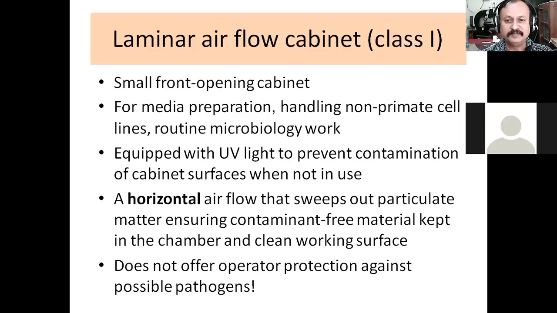And then this cabinet is used especially for media preparation, and it is used for handling cell lines. If it is an animal tissue culture facility, then you can handle non-primate cell lines in this kind of laminar airflow cabinet. It also can be used for routine microbiology work. This is also equipped with a UV light. I think we have already seen that earlier. And it is usually a horizontal airflow system. You don't need a vertical airflow cabinet for biosafety level 1 and for the class 1 laminar airflow cabinet. Horizontal is good enough.